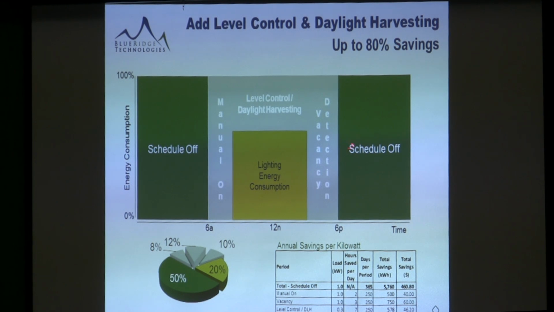The other thing we can roll into the control strategy is what we call level control or daylight harvesting. This is actually giving you the ability to control the level of the lights during the day. And it can be very basic, or it could be relatively advanced. In this particular scenario, we're going to take about 7 hours of the day and we're going to reduce the lights about a third roughly. And this is how you get up to your 80% energy savings.